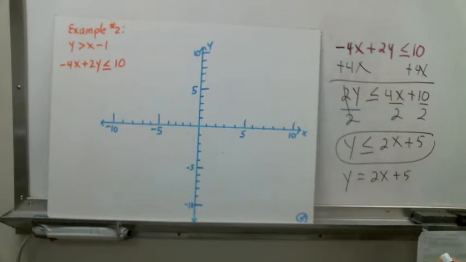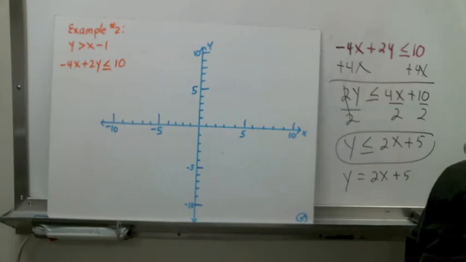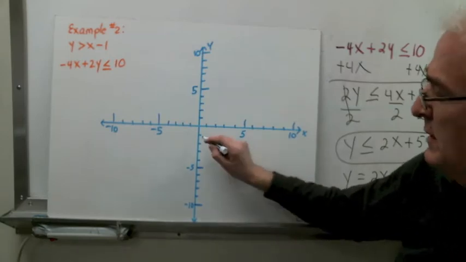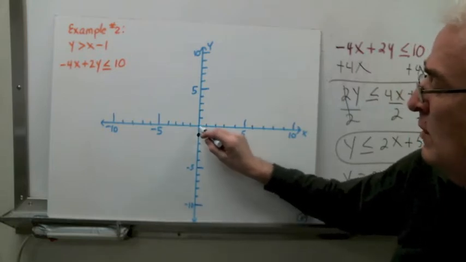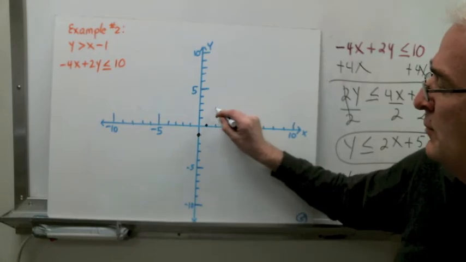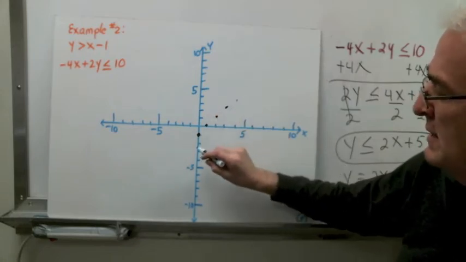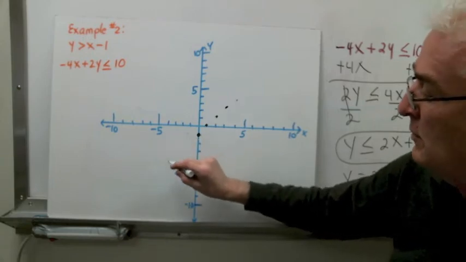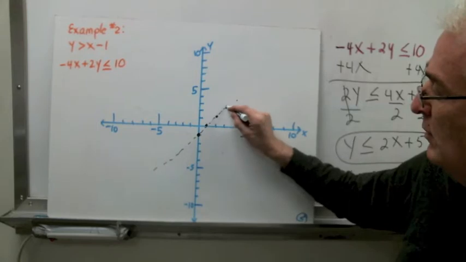Let's go back to our original problem. Y is greater than x minus 1. We're going to start at a negative 1. We have a positive slope of 1, so we're going to go up 1 and over 1, put a dot, up 1 and over 1, put a dot, up 1 and over 1 and put a dot, and it continues in that format. We now know that we have a slope that's going in this direction, okay?